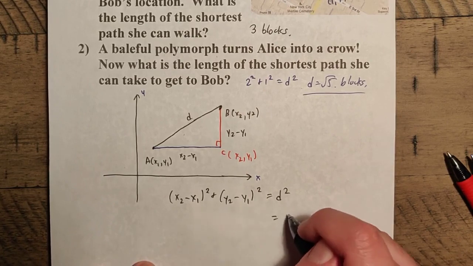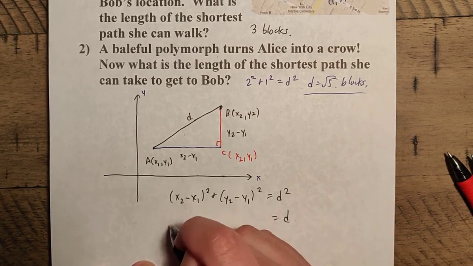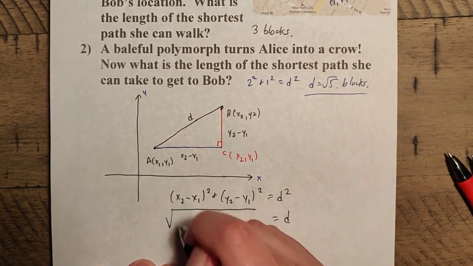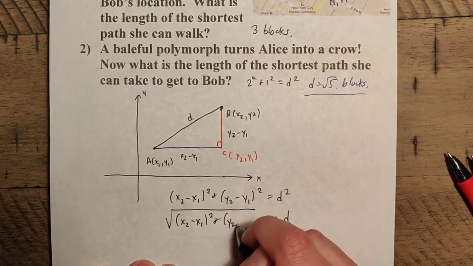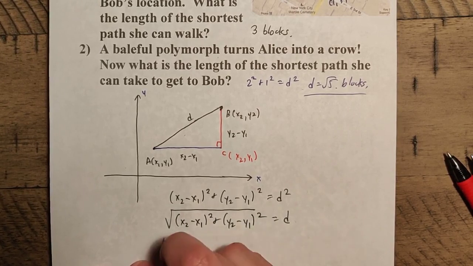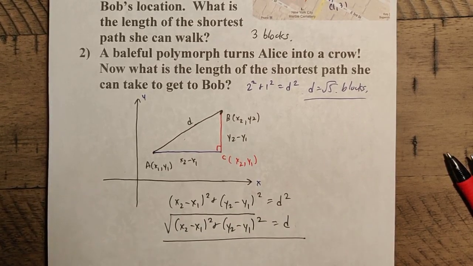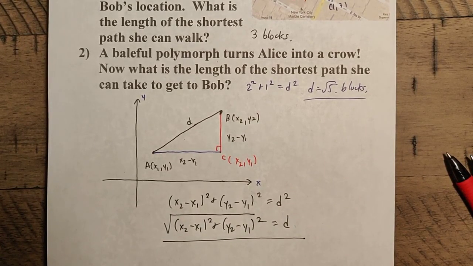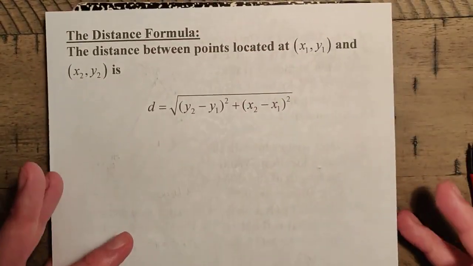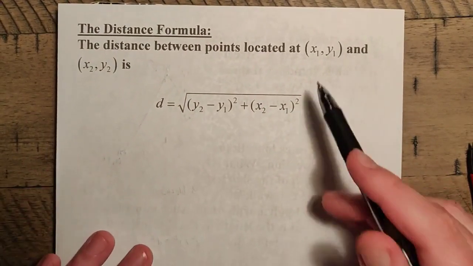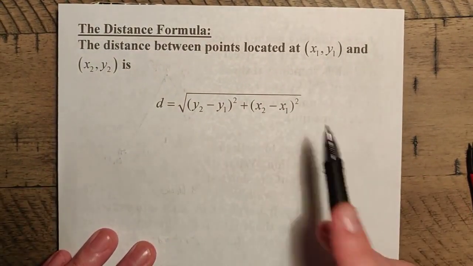So we take the square root of all sides here, d squared just becomes a d, and then we have this rather nice looking thing here. And we have the square root of x2 minus x1 squared plus y2 minus y1 squared is equal to d. And that is going to be our vaunted distance formula here. And in fact, that's actually going to be really helpful. The distance between 2 points located at x1, y1, x2, y2 is this here.